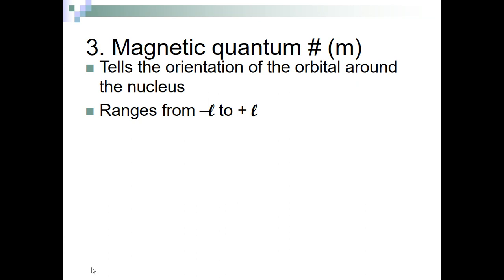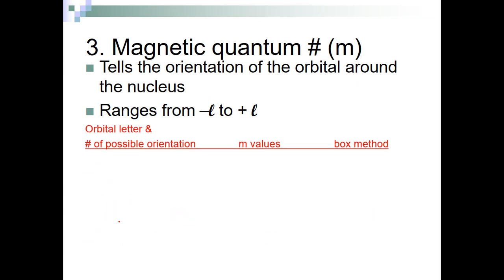So now let's get to the notes. We're going to look at the orbital letter and possible orientations that I just introduced you to. The possible m values, remember they go from negative L to positive L, and we're going to look at the box method last. So I told you the S has 1 possible orientation.